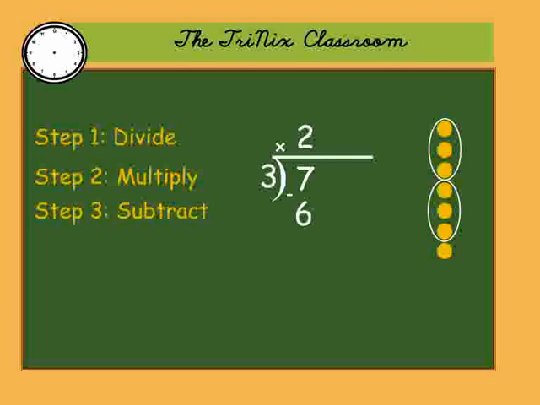We now subtract 6 from the dividend. 7 minus 6 is 1. 1 cannot be divided by 3, and so it is our remainder. It is important that we put our remainder above the line as it is a part of our answer, a part of our quotient. So the answer to this long division problem, the quotient, is 2 remainder 1.